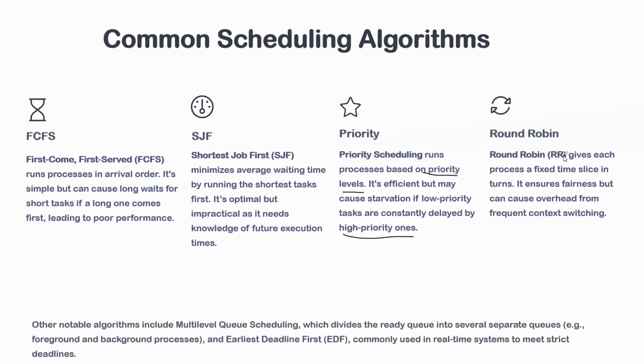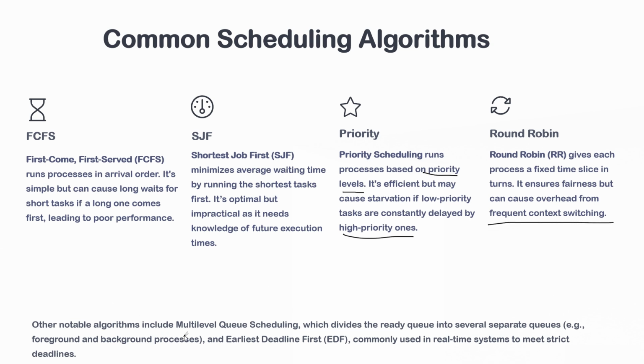Round robin. Round robin CPU scheduling gives each process a fixed time slice in turns. It ensures fairness but can cause overhead from frequent context switching.